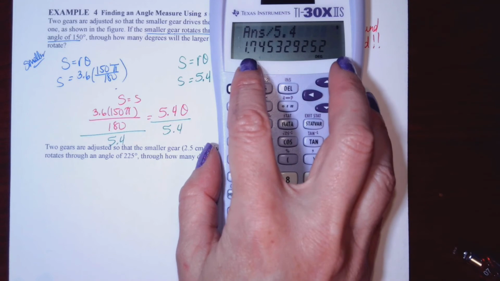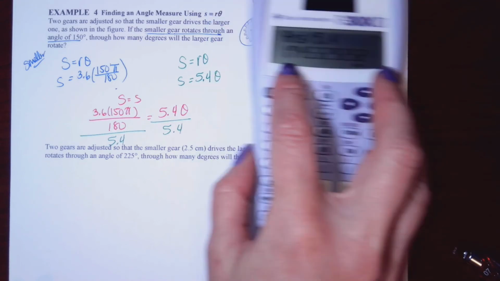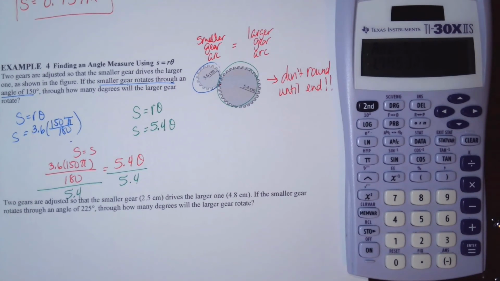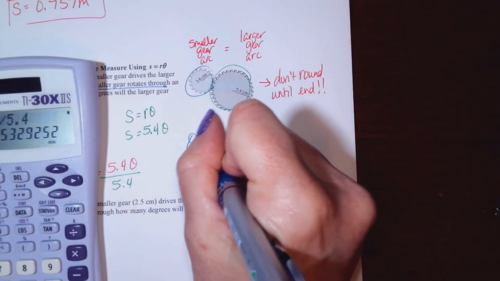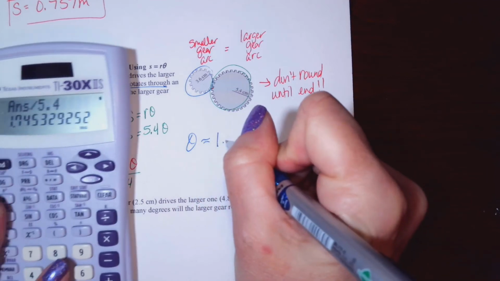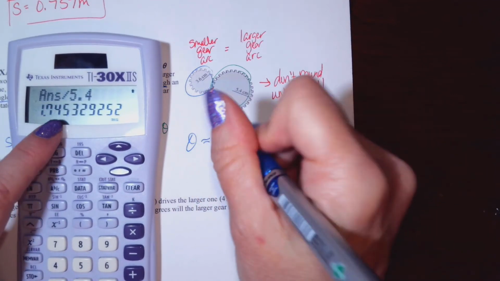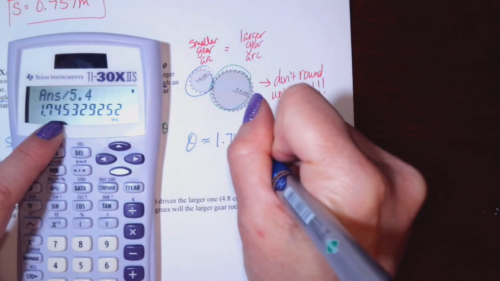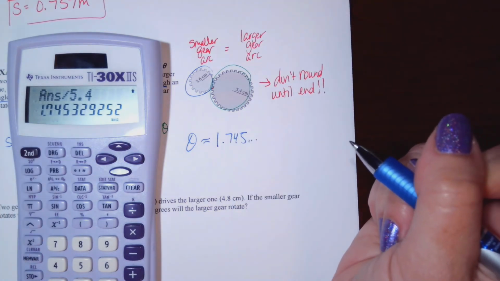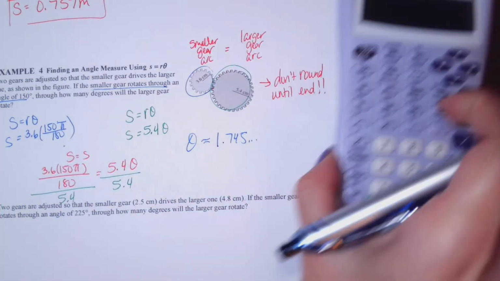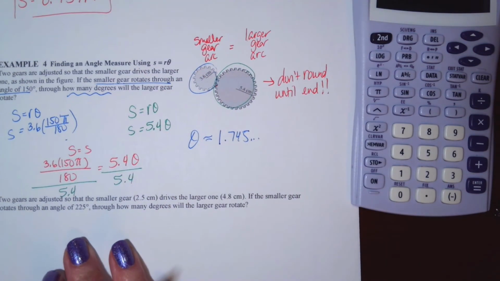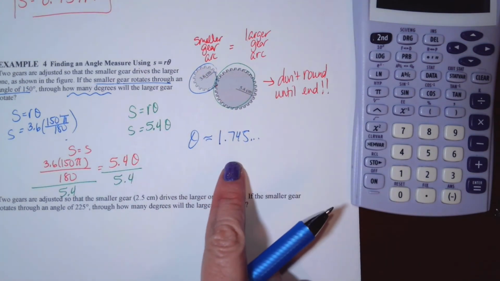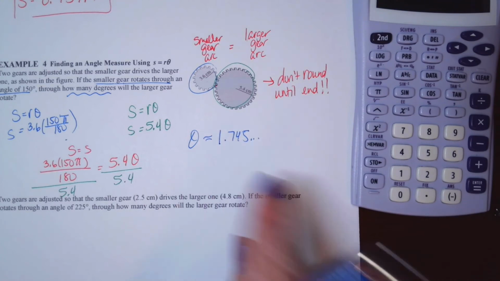This is the right answer for theta, but this is theta in radians, because we worked with our problem in radians. When we get this value for theta, we get that value in radians. So it's 1.745, etc. My problem asks how many degrees will the larger gear rotate through. So I need to change this value in theta in radians to degrees.